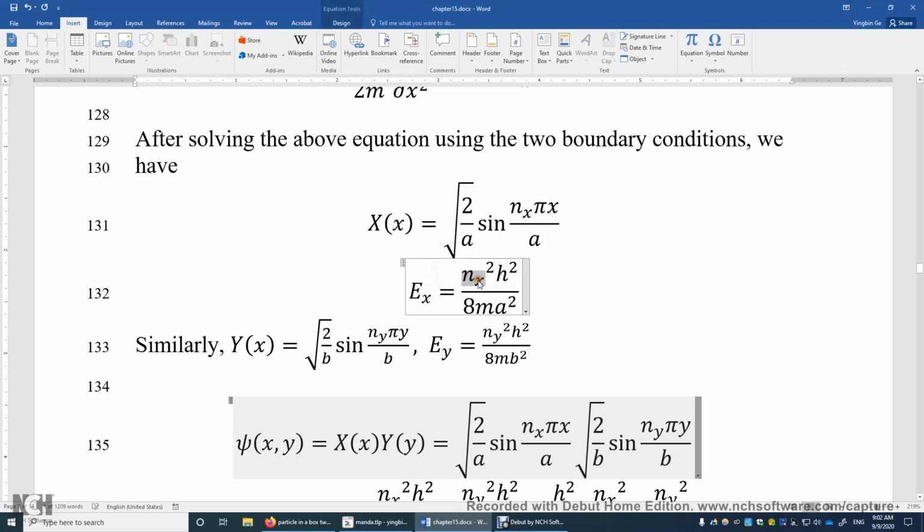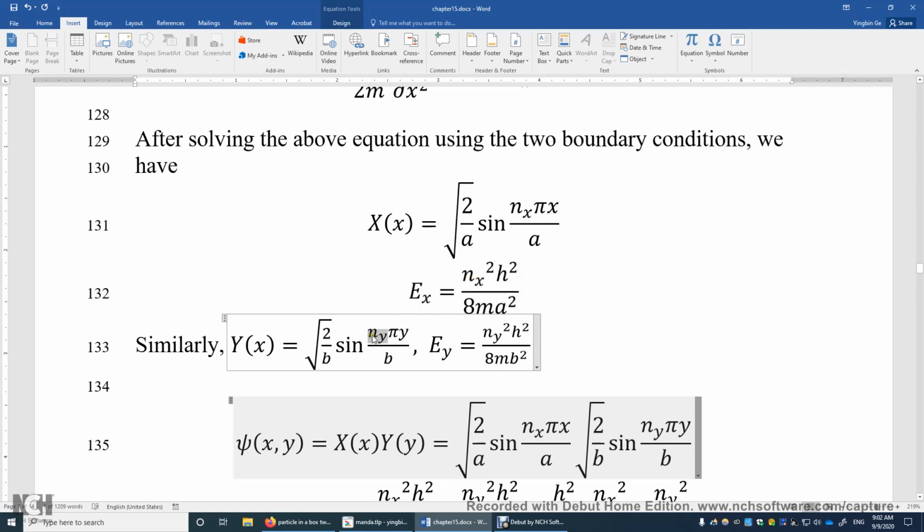Again, n sub x is the quantum number in the x direction, and a is the dimension of the x direction. Similarly, we have a function for y. It's the square root of 2 over b, the normalization factor, times the sine function of n_y times pi times y over b. n_y is the quantum number in the y direction.